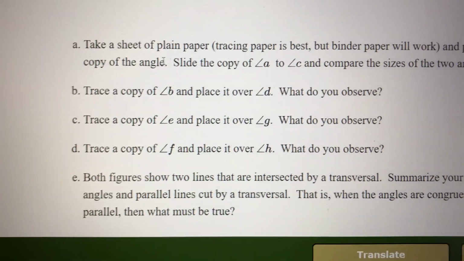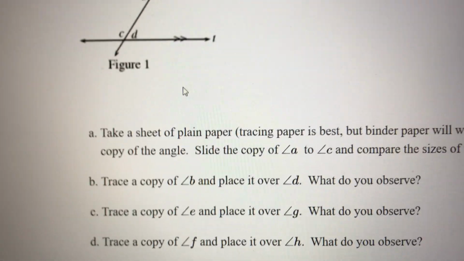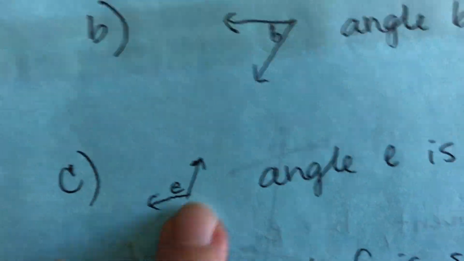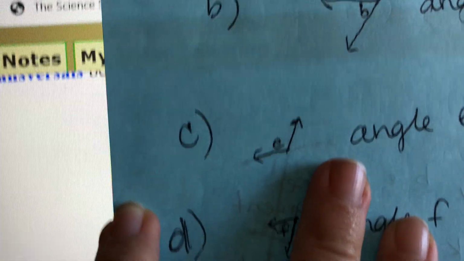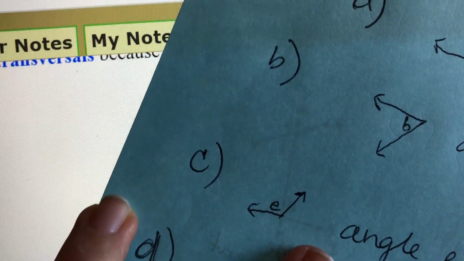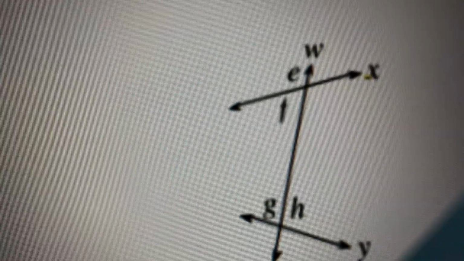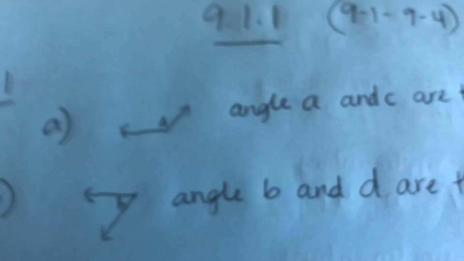Let's look at part C. Trace a copy of angle E and place it over angle G. So that's on the other figure. Let's see what I did for E. I copied it and put it right there. So there's angle E, and then G is down here. Uh-oh. They look not the same, okay? Because G is right there, and there's E. Not the same. So I put angle E is bigger than G.